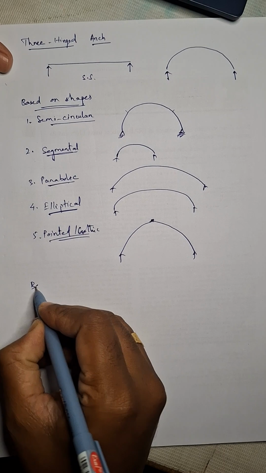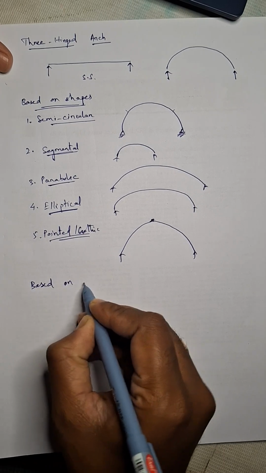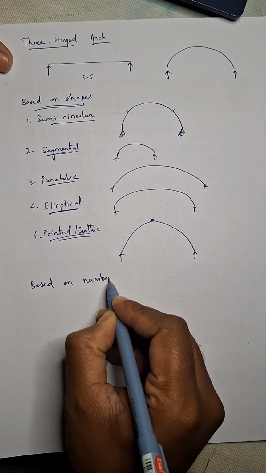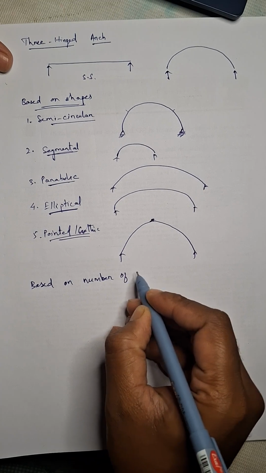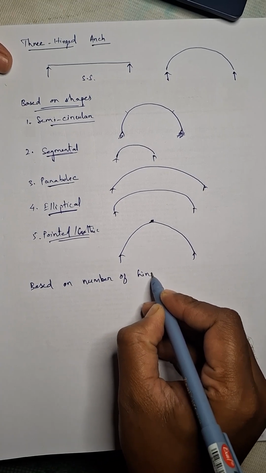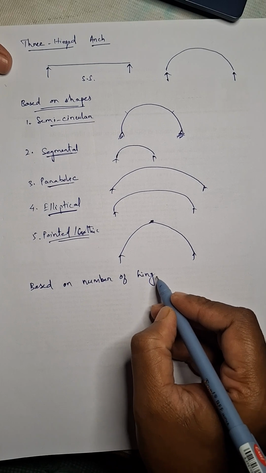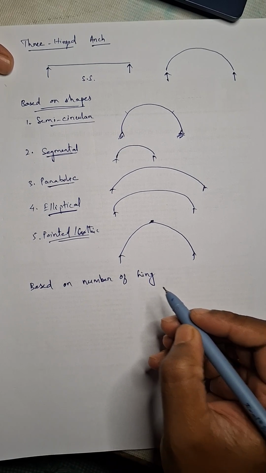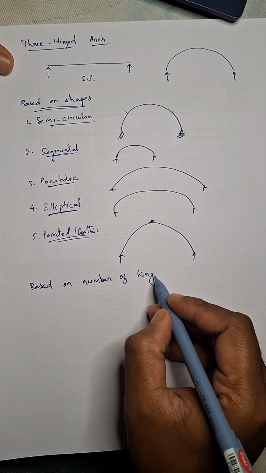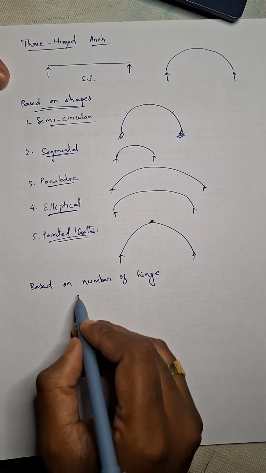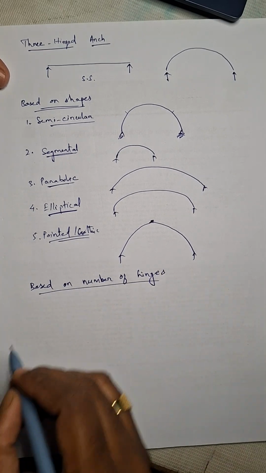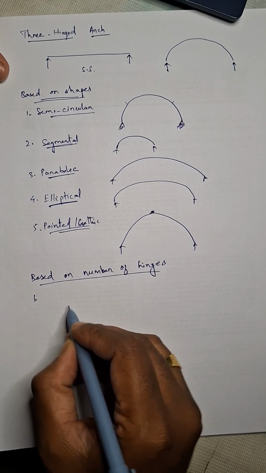Now I will classify the arch based on the number of hinges. We know already about hinges. What do you mean by hinge? Hinge is where rotation is allowed. Only two support directions will be there, isn't it? Movement will be 0. So based on the number of hinges, there are three types. One is the three-hinged arch.